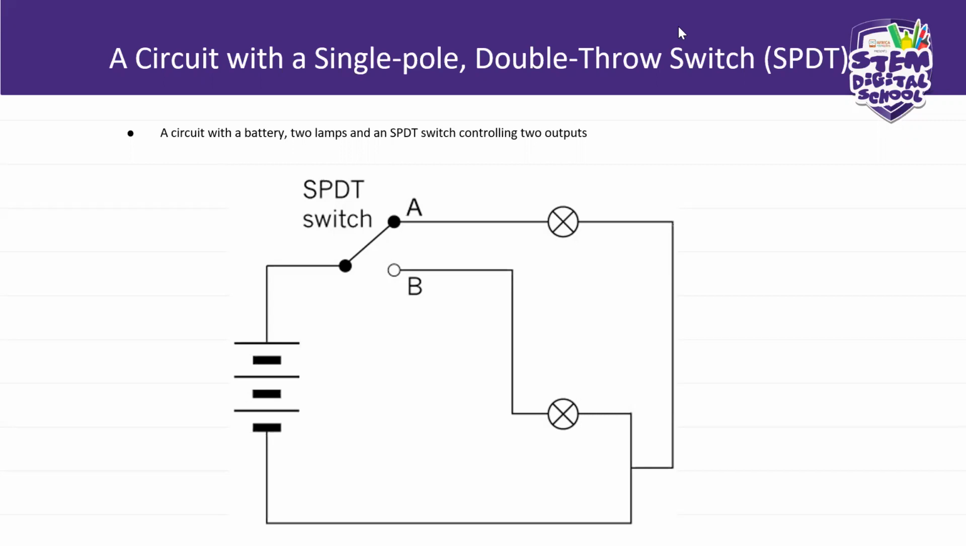The voltage is? What is the voltage of this circuit, grade 9? The voltage is 4.5 volts. How do I know that?